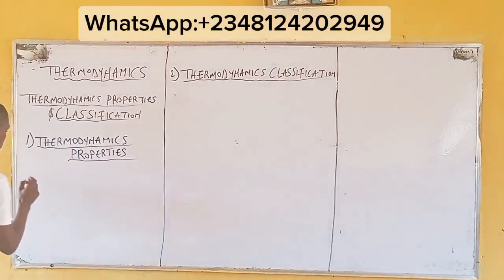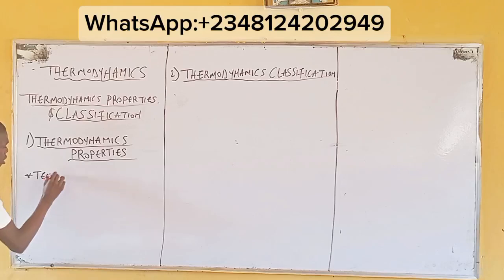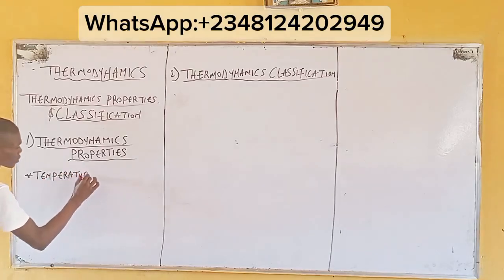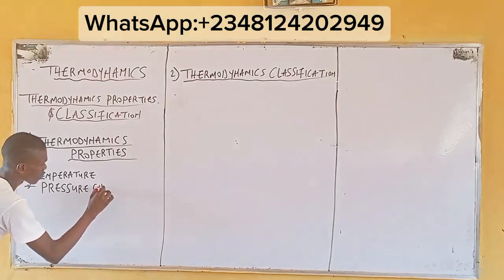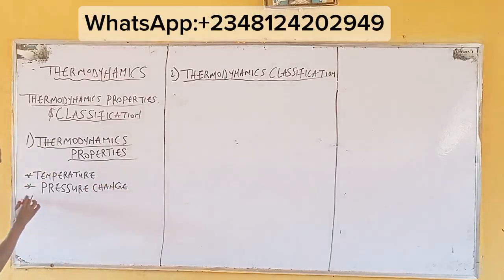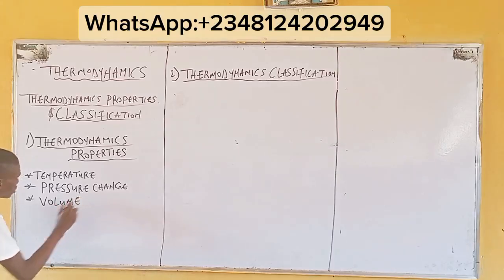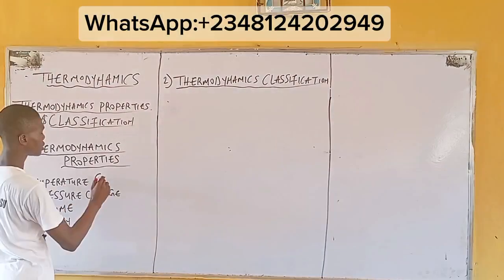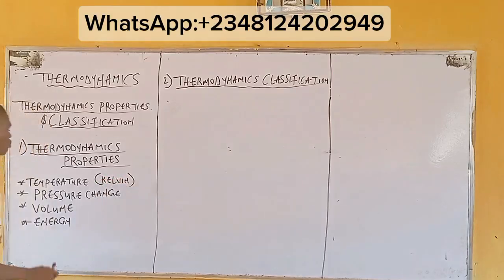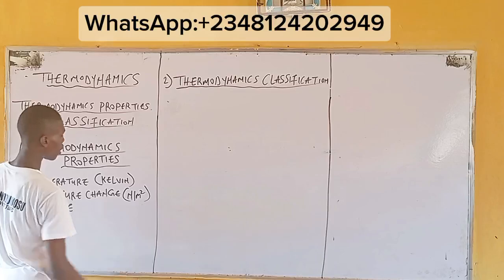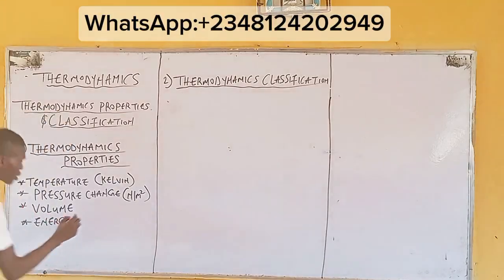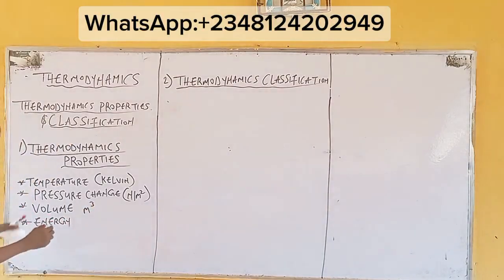They are the temperature, pressure change, then volume, then lastly energy. What's the unit of temperature? This is what? Kelvin. Pressure is measured in what? Pascal, right? Volume is measured in what? Energy is measured in what?